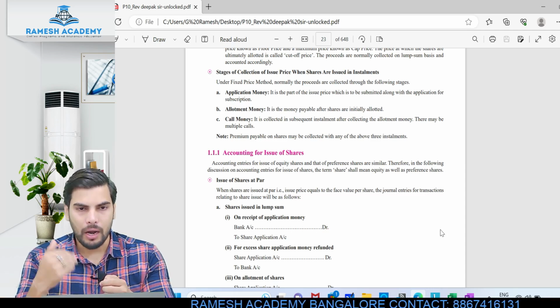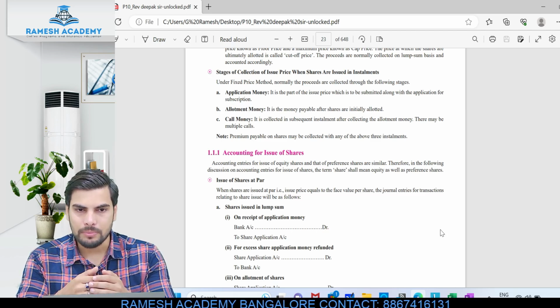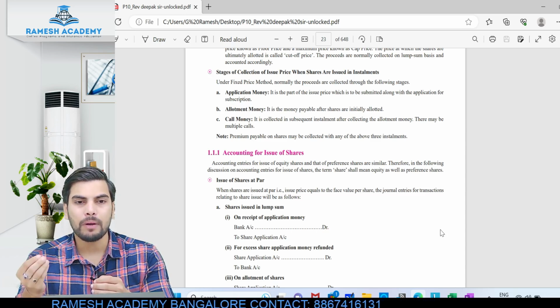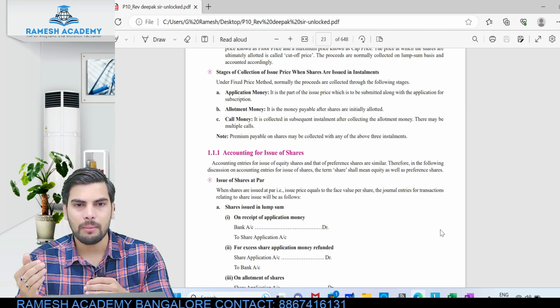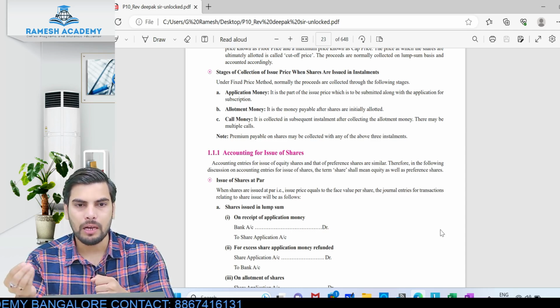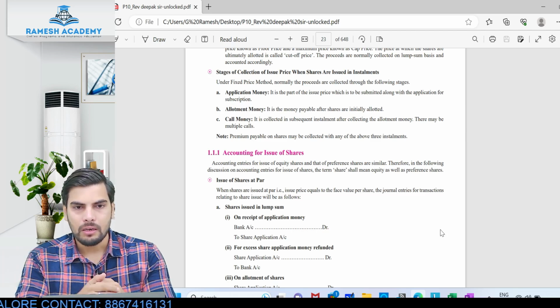What will happen in case of under subscription? The company would have issued 10,000 shares, but public would have applied for lesser than that. Let's say public applied for only 8,000 shares. Company issued 10,000 shares, whereas public applied only for 8,000 shares. This would be treated as under subscription.